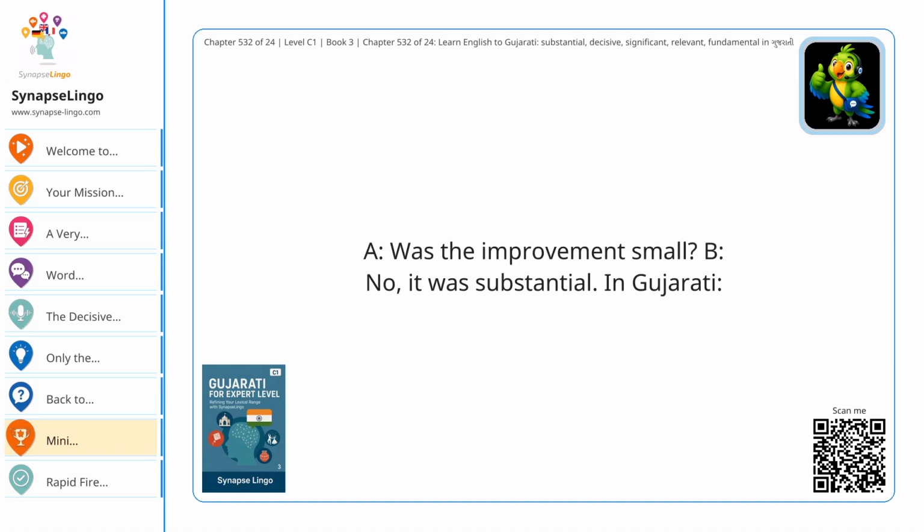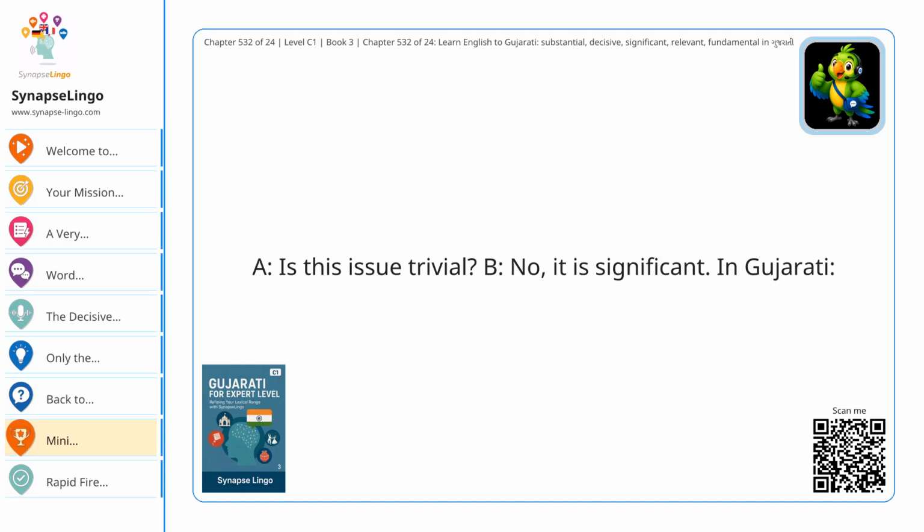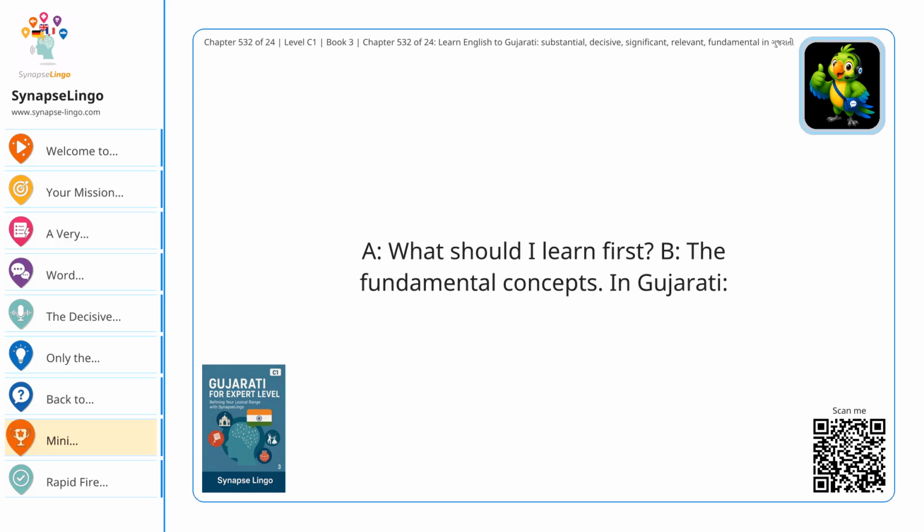You've got this. A. Was the improvement small? B. No, it was substantial. In Gujarati. महत्वपूर्ण. A. Was that moment important for the result? B. Yes, it was decisive. In Gujarati. निर्णायक. A. Is this issue trivial? B. No, it is significant. In Gujarati. महत्वपूर्ण. A. Should we include this point in the discussion? B. Yes, it is relevant. In Gujarati. संबंधित. A. What should I learn first? B. The fundamental concepts. In Gujarati.